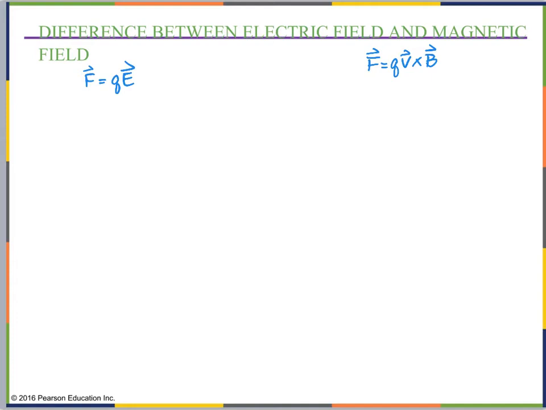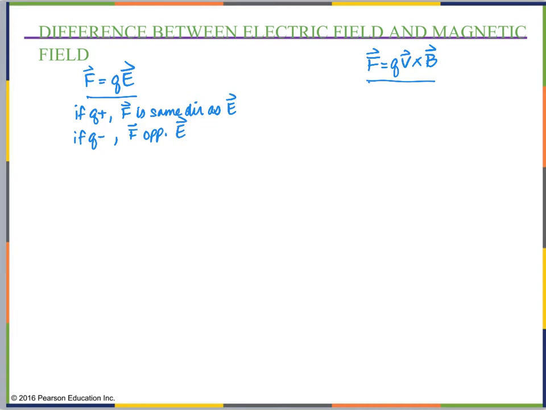So this is the expression for the force on a charge when it's in an electric field, and this is the expression for the force on a charge when it's in a magnetic field. So what do we see here? Let's just think about things that we know. We know that if Q is positive, the force is in the same direction as the electric field. If Q is negative, then the force is opposite the electric field. We learned that before.